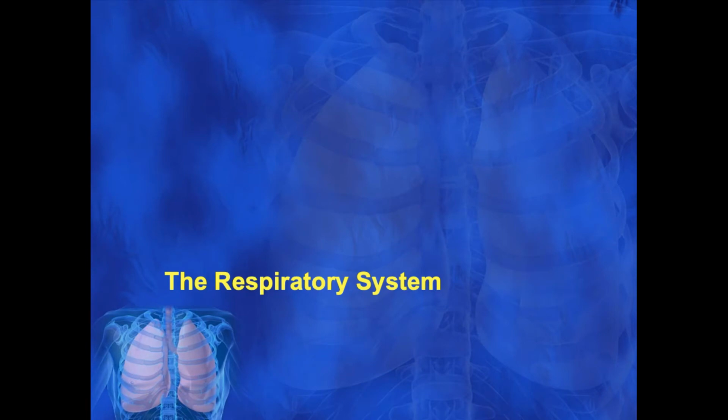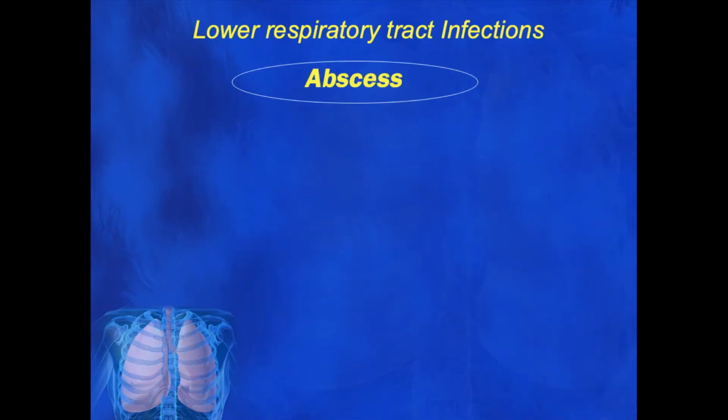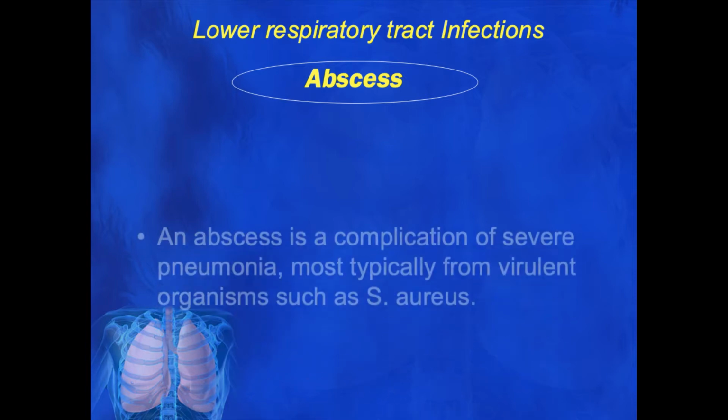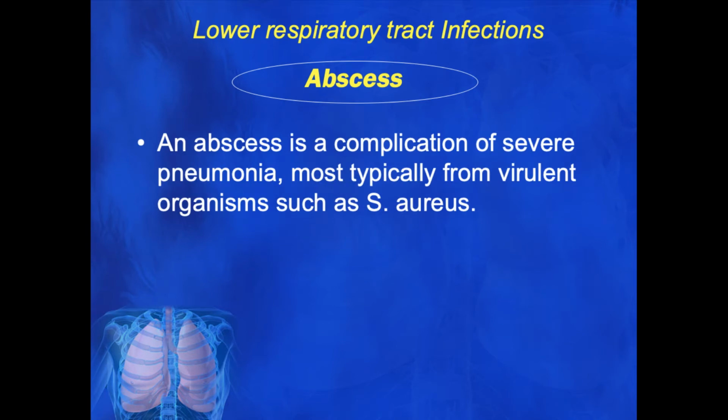Welcome back. We are continuing to talk about the respiratory system and disorders of the respiratory system. And in this video, we're going to start out talking about other lower respiratory tract infections, such as an abscess. So, an abscess is a complication that can arise from things like very severe pneumonia.